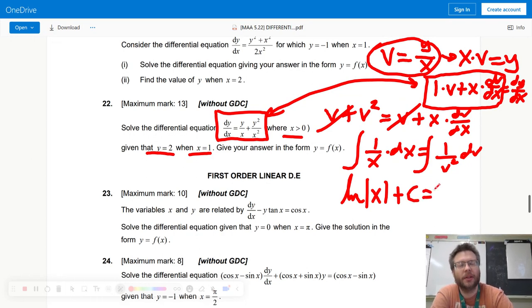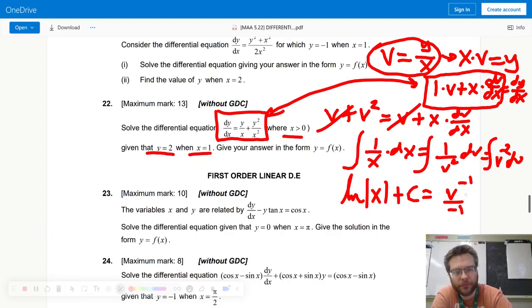Now please, the most common mistake I have seen lately is people saying that the integral of 1 over v squared is natural log of v squared. It's not the natural log of v squared. Think about what happens if you take the derivative of the natural log of v squared. You do not get 1 over v squared because of the chain rule. Please remember that 1 over v squared is the same as v to the negative 2 power. So you add 1 and divide.